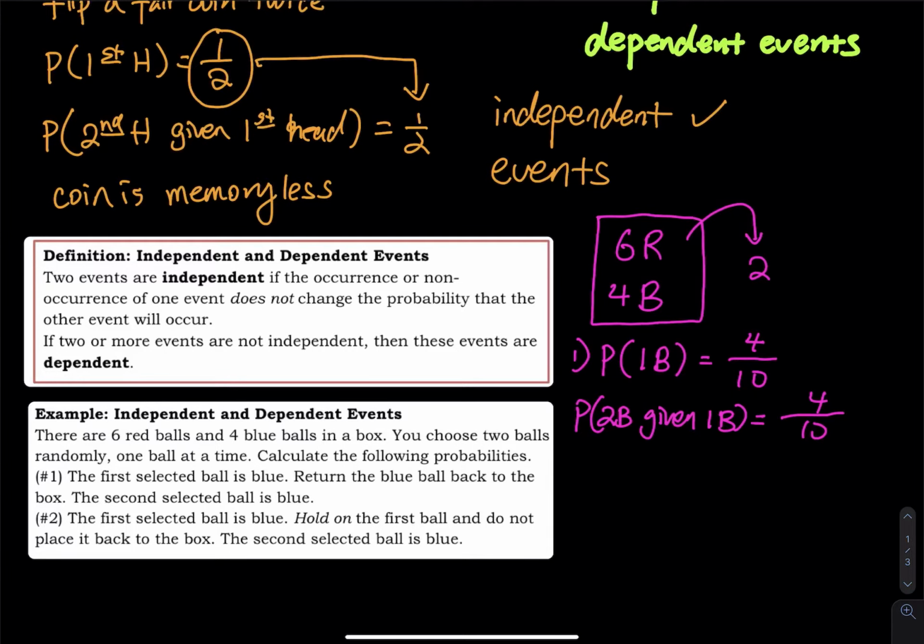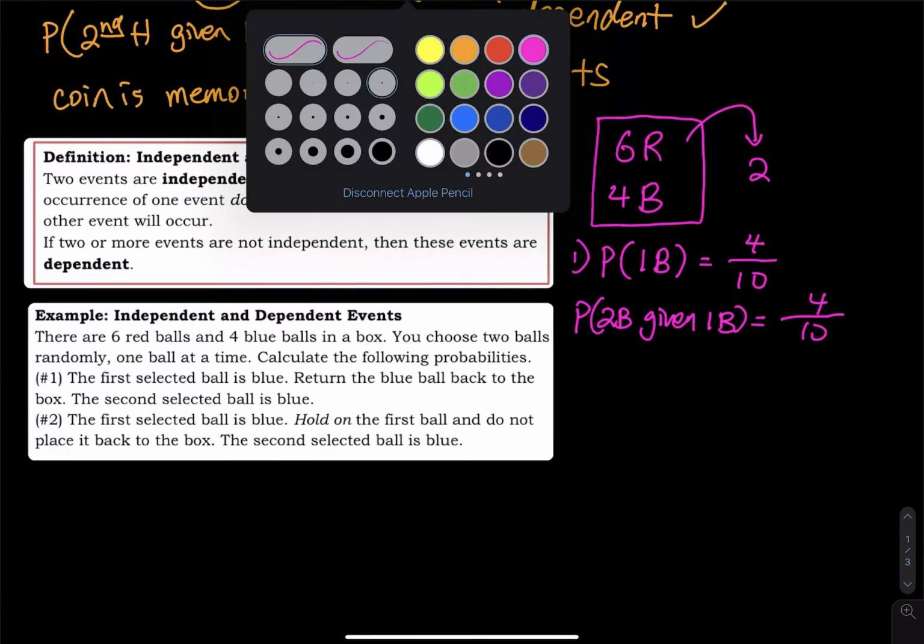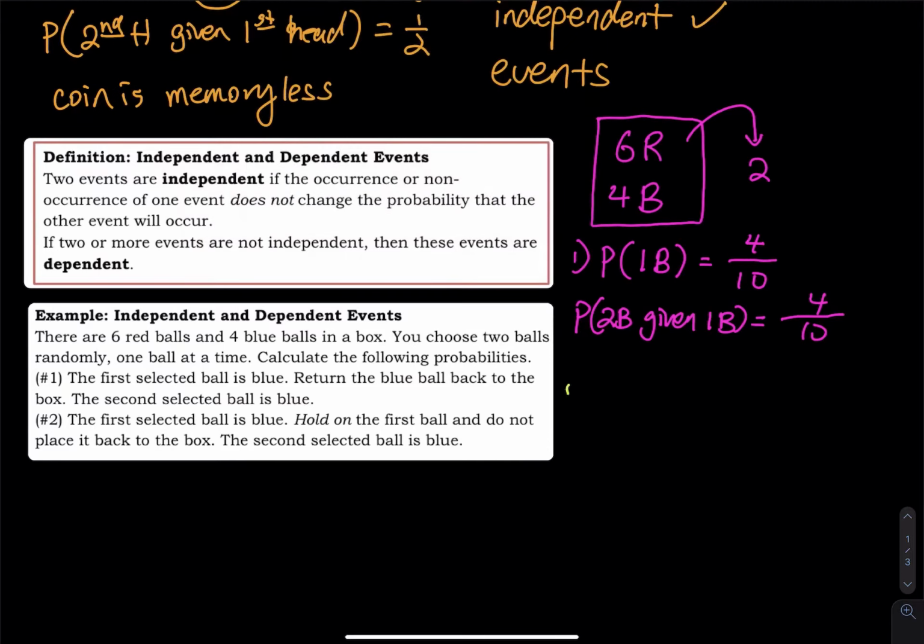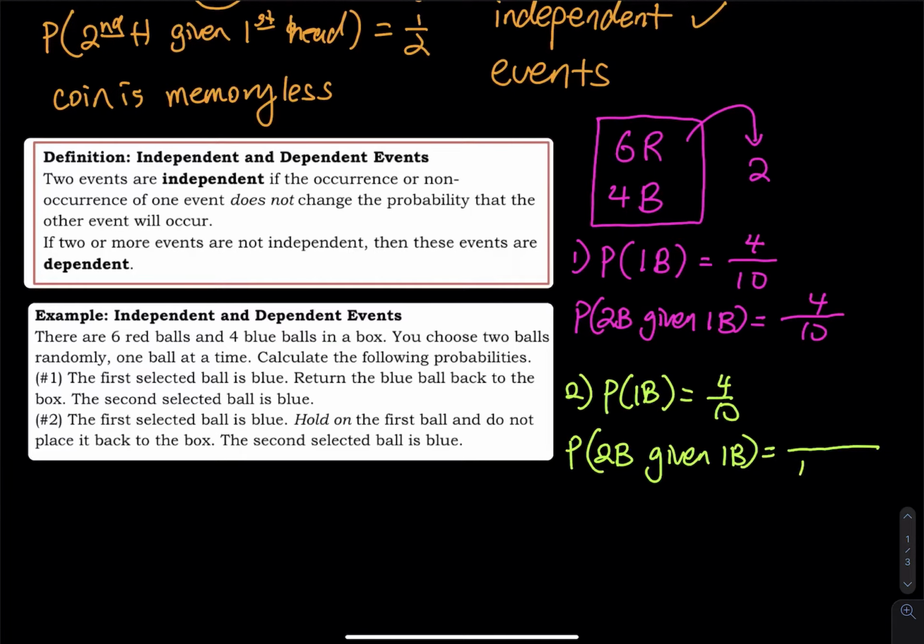All right, let's take a look at number 2. The first ball is blue. We just did it. So that is 4/10. Now here is the difference. You hold on to the first ball. This time you don't put it back. Now you select a second ball. What is the probability that the second ball is blue given that the first ball is blue? What if you don't put it back in the box? If you don't put it back, that changes the total. So this is no longer 10. The total is 10 minus 1 because you are holding the first ball.